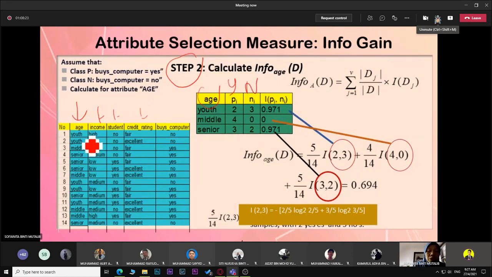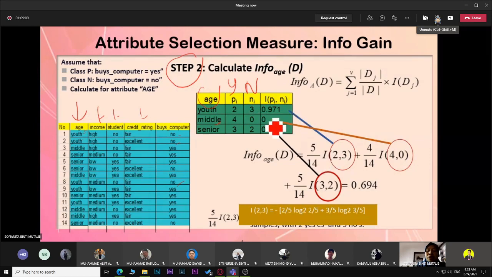Look at youth: there are 3 no when age equals youth, and 2 yes when age equals youth. Understand? Next, when age equals middle, we get 4 counts for yes and 0 counts for no. When age equals senior, we get 3 counts for yes and 2 counts for no.